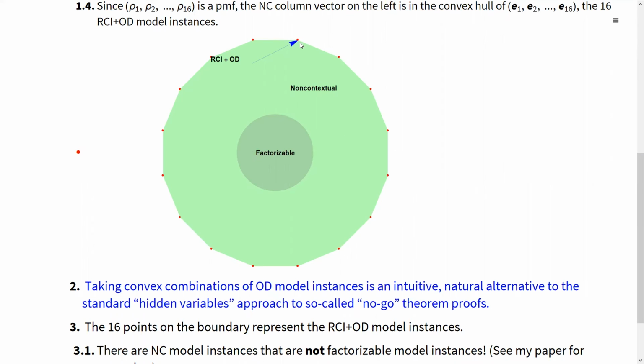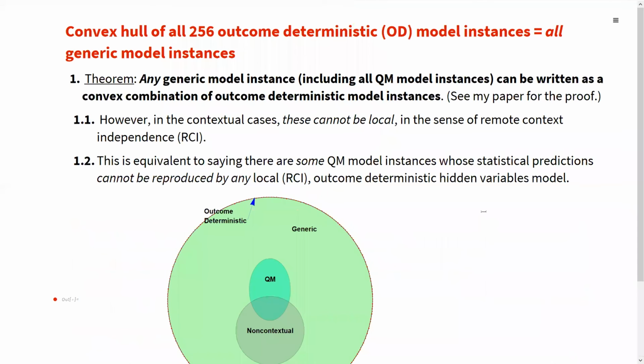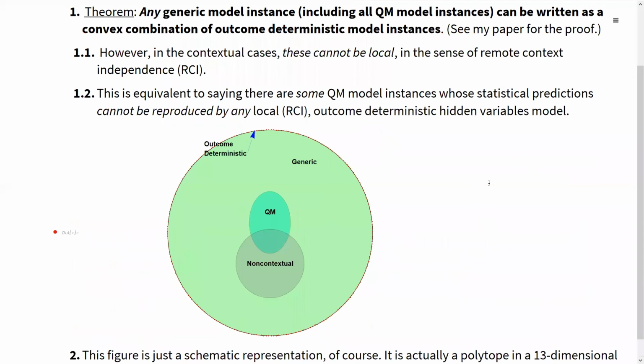The RCI plus OD on the outside is vertexes, non-contextual and factorizable on the inside. Of course, this is just a schematic. It's really a 9-dimensional subspace, a polytope in 9-dimensional subspace of 16-dimensional Euclidean space. And then you can go and take the convex combinations of all OD, 256 outcome deterministic model instances.